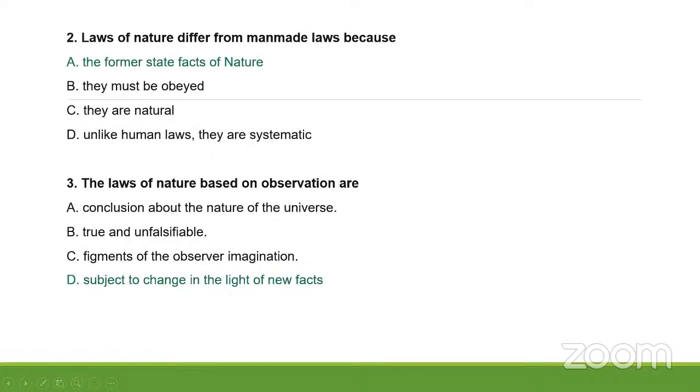Now, the next one is: the laws of nature based on observations are subjected to change in light of new facts. So, as the passage says again, there is always change which is constant. So, when a question is asked regarding the laws of nature, what has been observed from the passage, you get that thing where it is written, change is something that is constant, and you answer the question. From the options, D looks similar to the answer of that question.